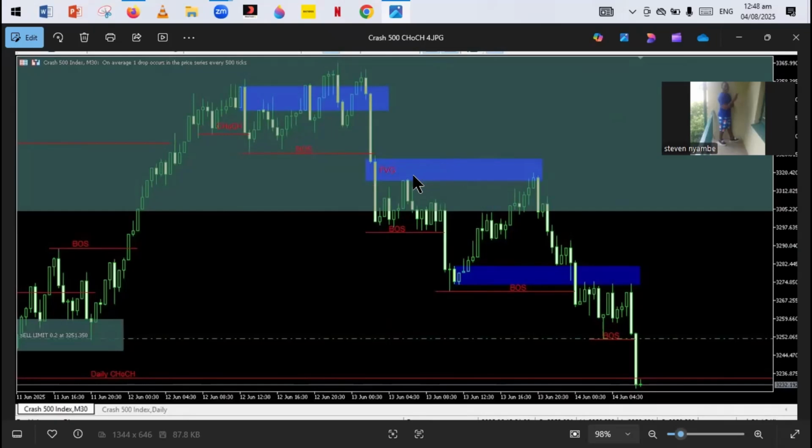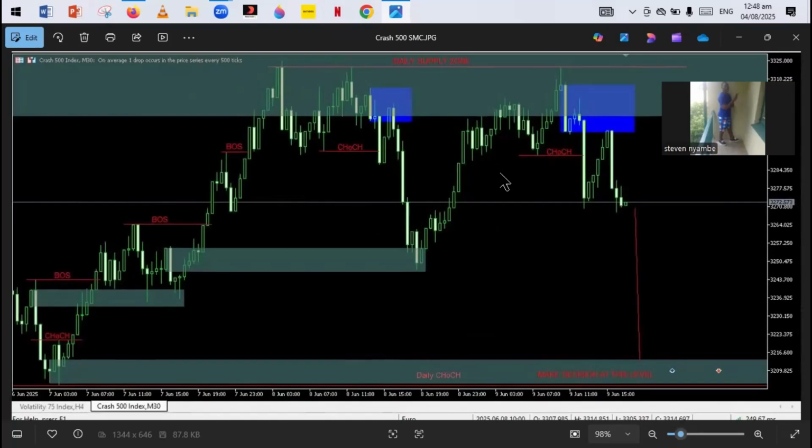And then price was moving, it was breaking structure. It did not react off the order block, it reacted off the FVG. So if you don't understand FVG, you can go back to my previous video where I talked about identifying fair value gaps.